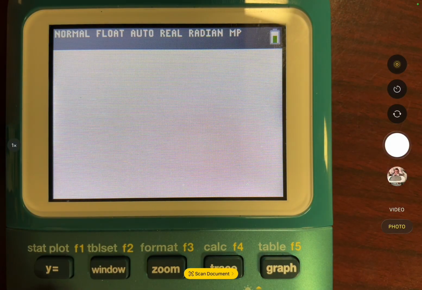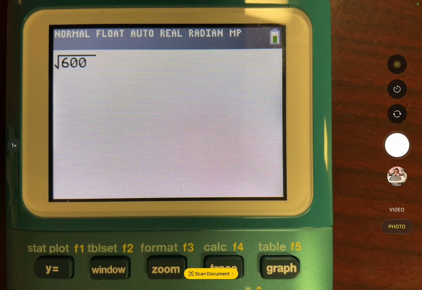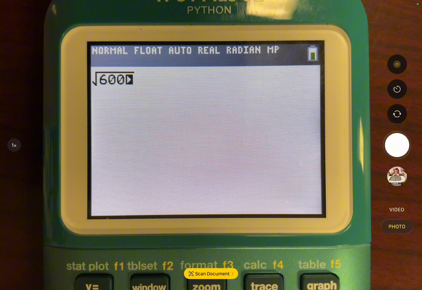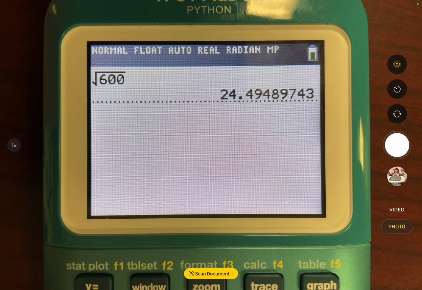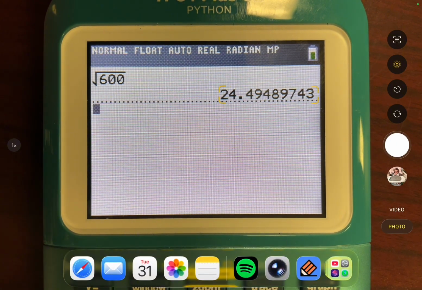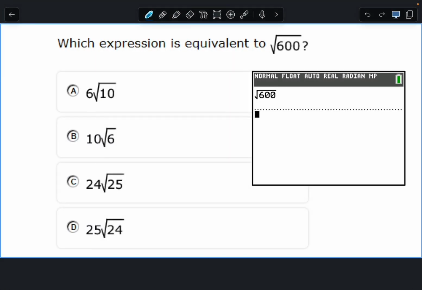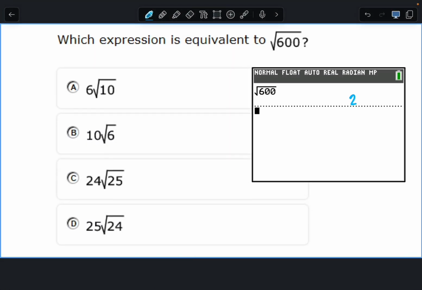Square root is second x squared. Make sure you are practicing typing this in. If you don't type it, you don't practice, then you don't remember the day of the test. So when I take the square root of 600, I get what? A decimal. 24.494. So let's write that in. 24.494, dot, dot, dot, because there's some other numbers there.